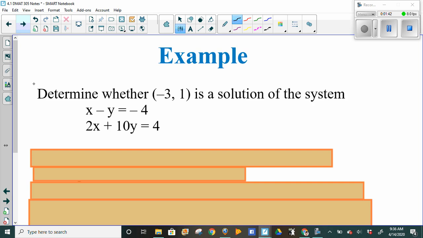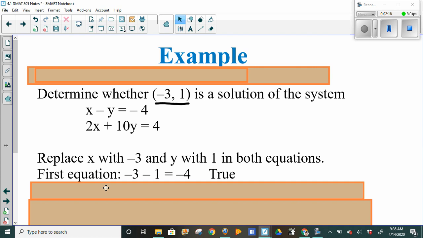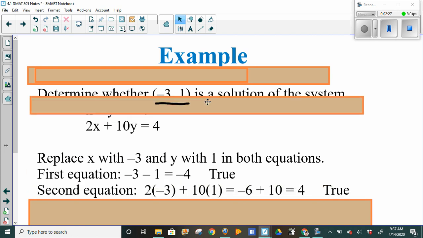All right, so objective 1. It says determine if -3, 1 is a solution. So you have 2 equations. You don't have to worry about solving them for y because we're just going to plug these numbers in, like we did earlier in the semester where we just plugged it in to see if it worked. So first, we're going to replace x with -3 and y with 1, because that's what they are, in both equations. So the first equation, that's going to be -3 minus 1. So -3 minus 1 is -4. So that is true.